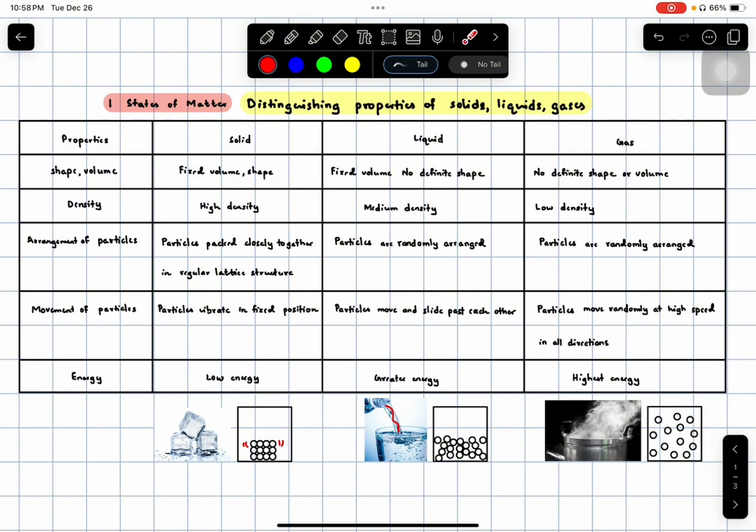In terms of energy, solids are known to have the lowest energy, liquids will have a greater energy than solids, and gases will have the highest energy. The reason why is because you need to apply heat energy to the solid particles in order for them to become liquid particles, and you need to heat the liquid particles further to turn them into gas. So gases will have the highest energy and solids will have the lowest energy.